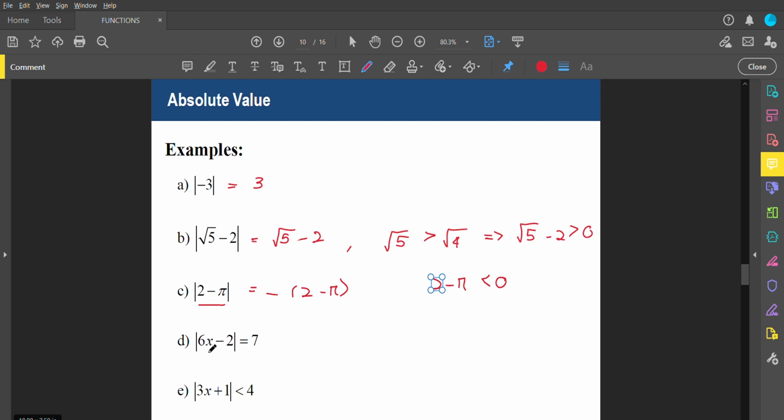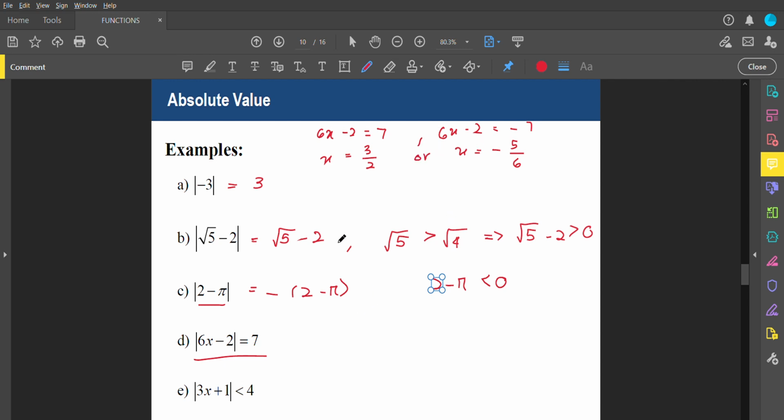The fourth and the fifth one might be a little bit tricky. We might need some computation. So let's try to do D here. You have the absolute value of 6x minus 2 equal to 7. You have two options here: 6x minus 2 equal to 7, or 6x minus 2 equal to negative 7. You try to solve for x, and you'll get x equal to 3 over 2. For the second one, if you solve it, you'll get x equal to negative 5 over 6. So there are two possibilities depending on the value of x itself: x could be 3 over 2 or negative 5 over 6.